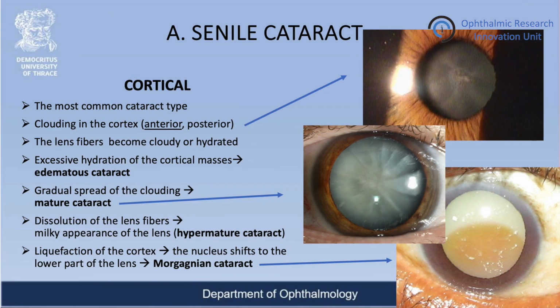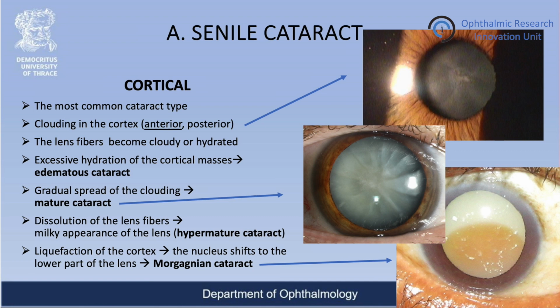Starting with cortical cataract, this is the most common type, where the clouding is located in the cortex, anterior or posterior, and the lens fibers either become cloudy or hydrated. Vision loss occurs when the clouding progresses to affect the central area. During the progression of a cortical cataract, there may be excessive hydration of the cortical masses, leading to an increase in lens thickness, edematous cataract.